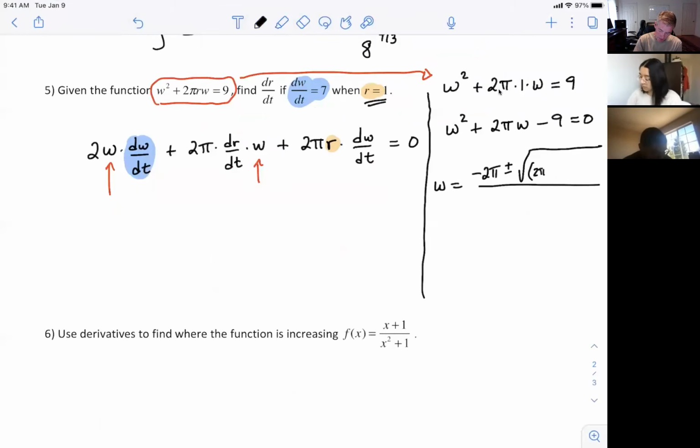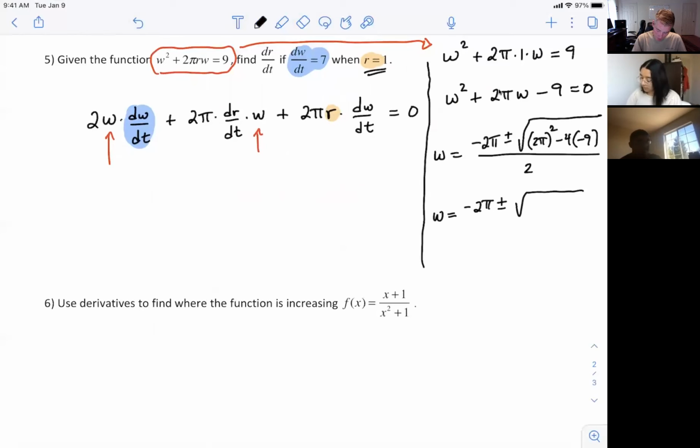and then 2 pi gets squared minus 4 times the a, which is 1, and the c, which is negative 9. And then all divided by 2. So then I could simplify what's inside the radical a little bit, because 2 pi being squared is going to be 4 pi squared, and then plus a 36.